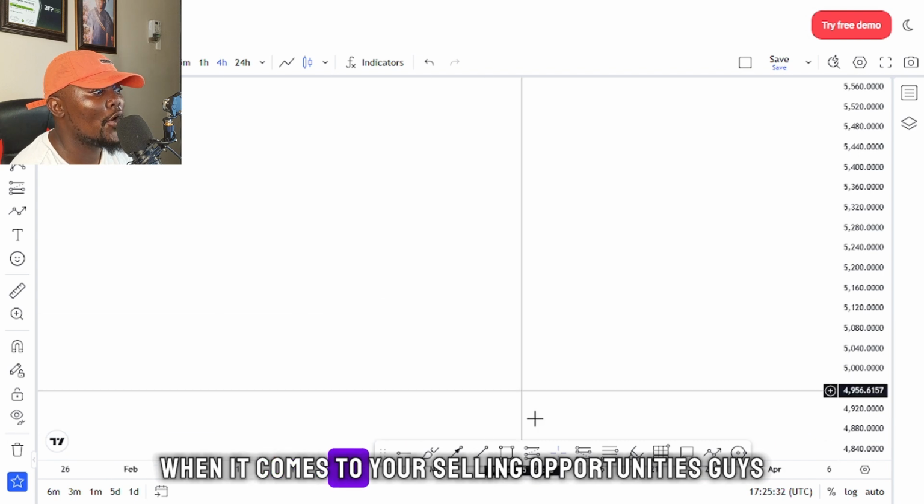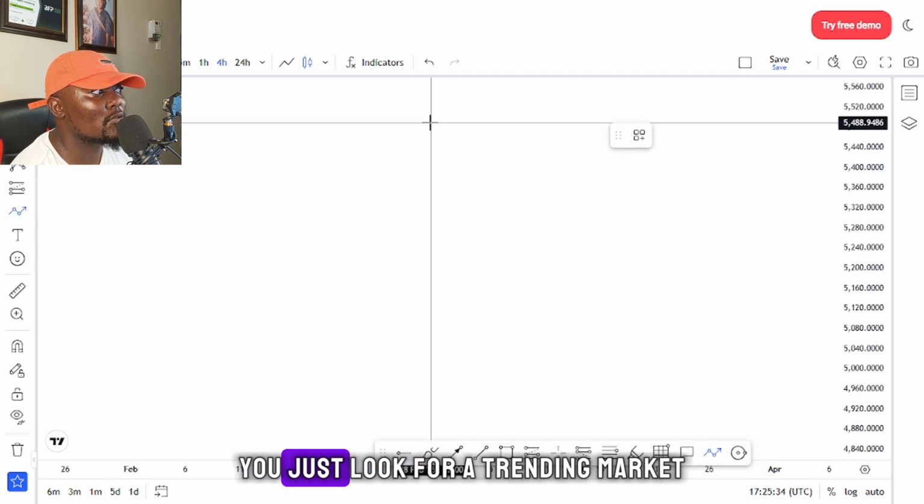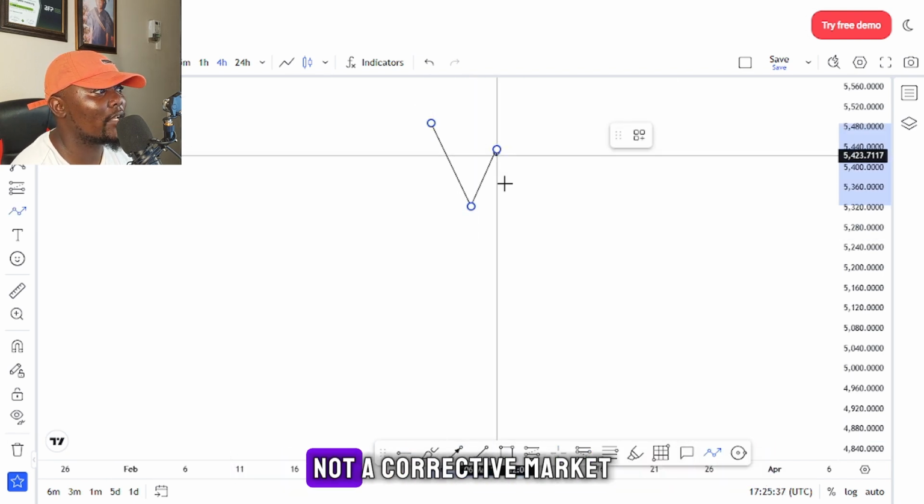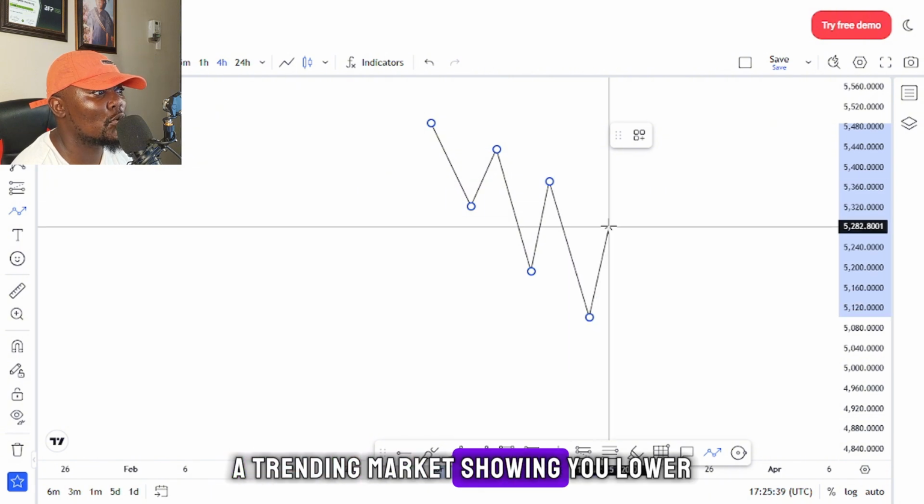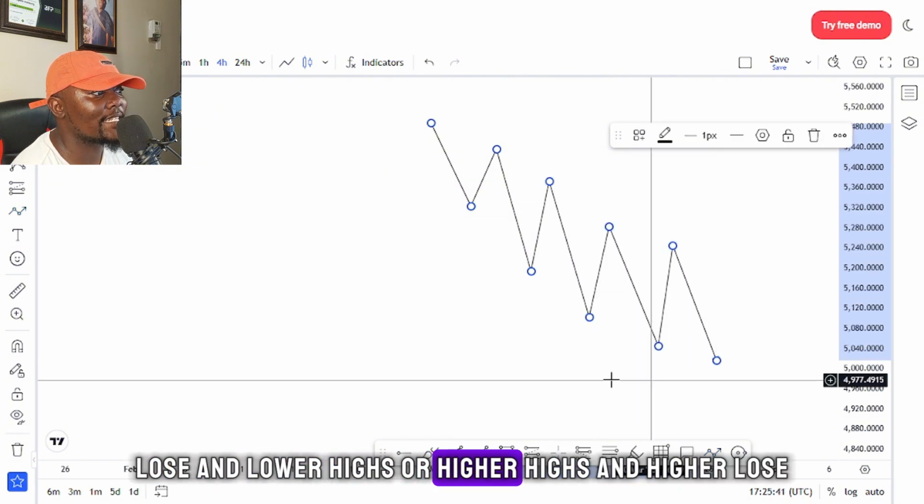And same in reverse when it comes to your selling opportunities, guys. You just look for a trending market, not a corrective market, a trending market showing you lower lows and lower highs, or higher highs and higher lows.